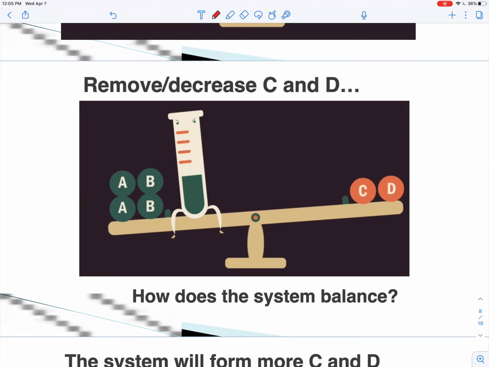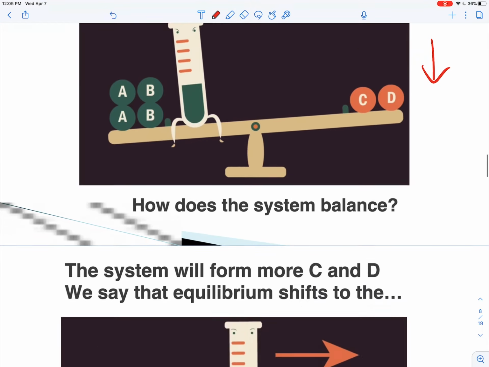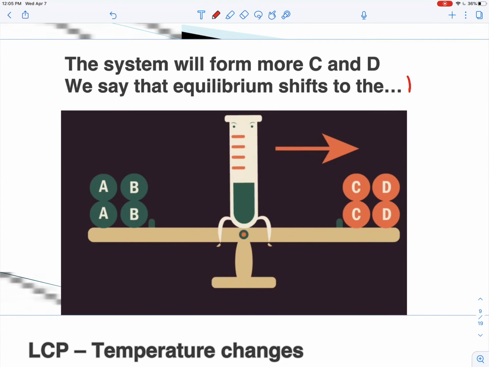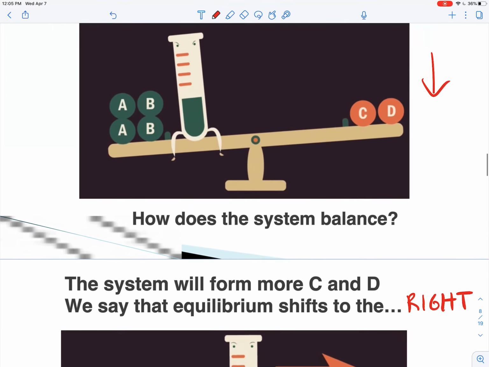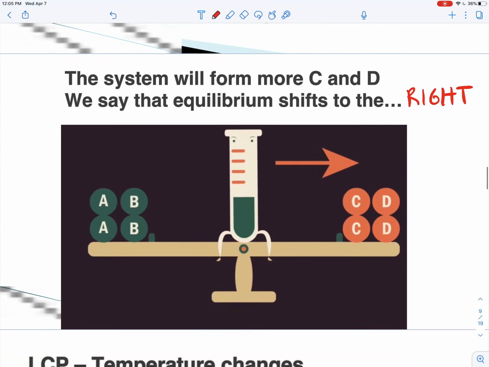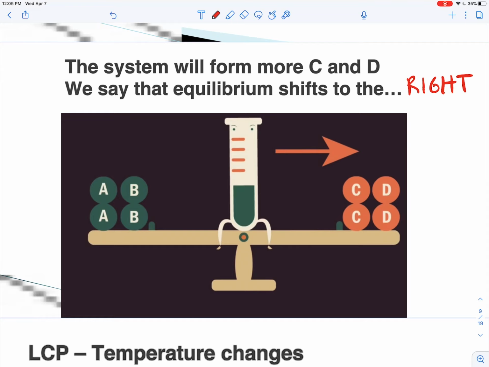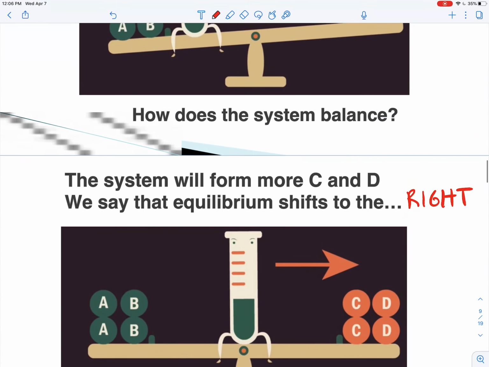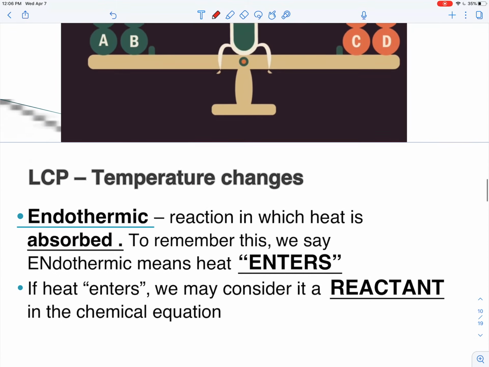What if we take away something? In this case, if we took away C and D, how would equilibrium shift? If you lose something, what happens? Well, the system's going to try to replace whatever is lost. And so we say equilibrium would shift to the right because we lost some products, C and D, so equilibrium will try to fix that by making more of what you lost. It is going to shift to the right and form more products. Okay, so whenever you lose something, equilibrium tends to shift to the same side.